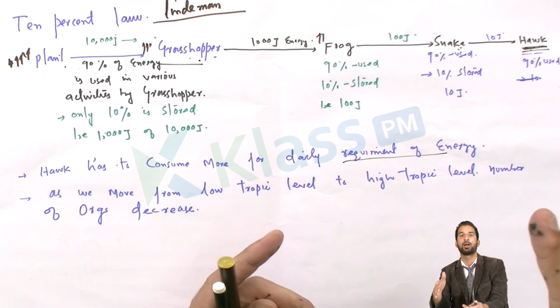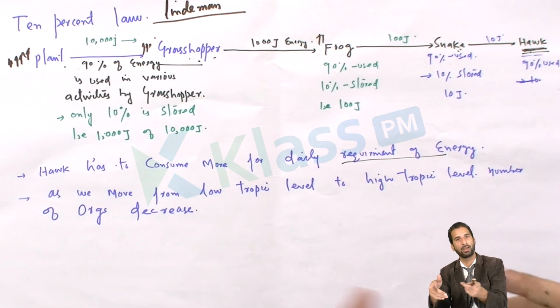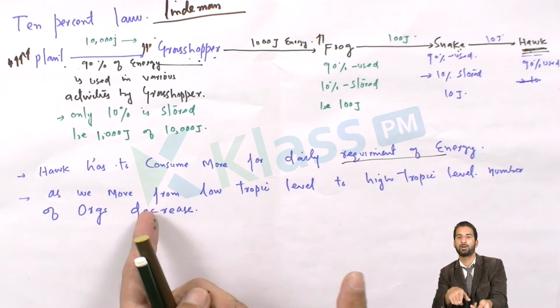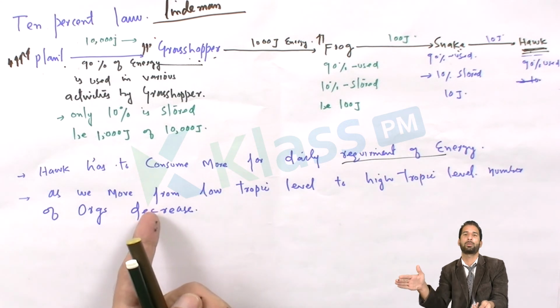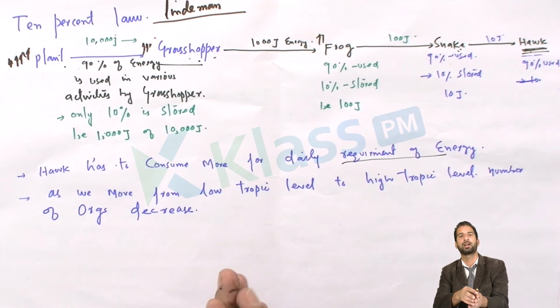It cannot reverse. A grasshopper cannot eat a lion, or a deer cannot eat a lion, but a lion can eat the deer. So transfer of energy occurs from a low trophic level to a high trophic level, not from a high trophic level to a low trophic level. So this means that energy flow is always unidirectional.